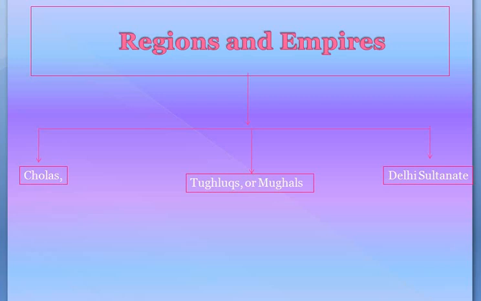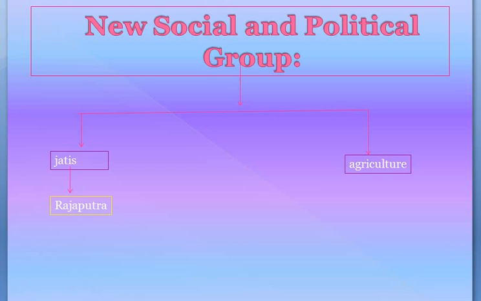So, as I have cleared regions and empires, we are going to have a discussion on new social and political groups. The study of 1,000 years between 700 and 1750 is a huge challenge to historians, largely because of the scale and variety of developments that occurred over the period. It was a period of great mobility. One such group of people was the Rajputs, which can be pronounced as Rajputra also. This is a subcaste in the Hindu religion.